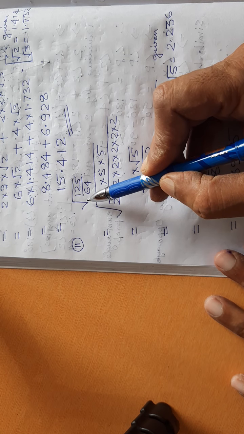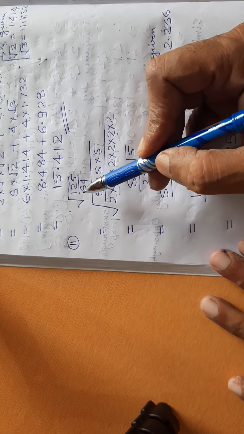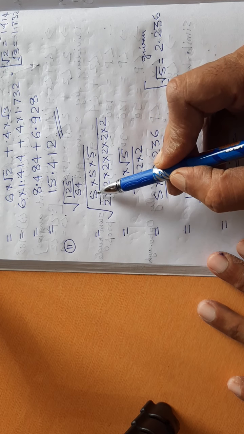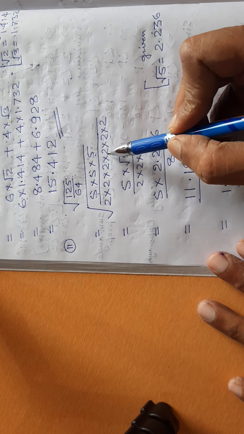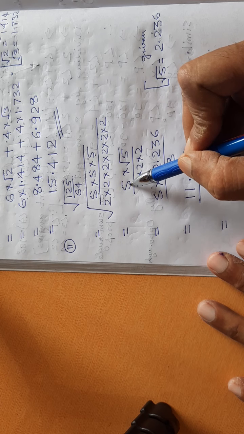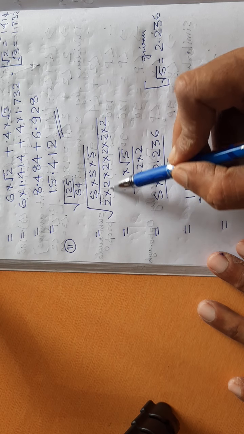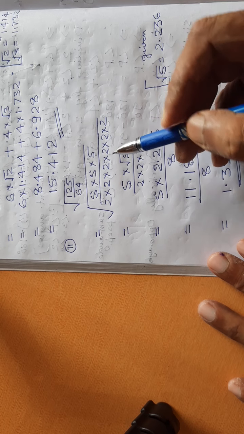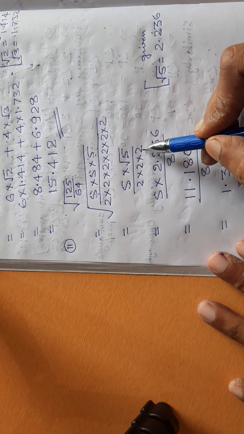Find the square root of 125 by 64. We take prime factorization. We write 125 equal to 5 into 5 into 5, divided by 64, which is 2 into 2 into 2 into 2 into 2 into 2. Take pairs: 5 into 5, and one 5 is unpaired; 2 into 2, 2 into 2, 2 into 2. So it becomes 5 root 5 by 2 into 2 into 2.